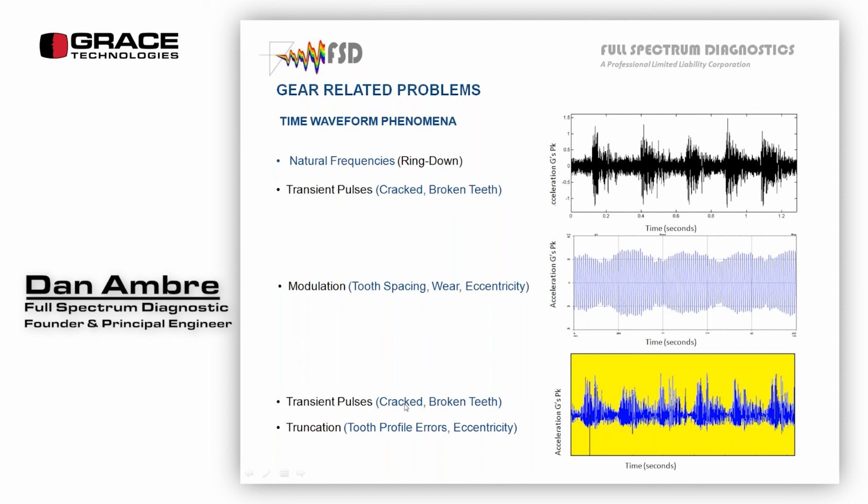So you get cracked or broken teeth, you'll get transient pulses. If you look closely, you can see truncation of the peaks. If I zoomed in on this, all kinds of different looks at it, but basically you can see right away, it's not smooth like this one, it's pulsing. And if you put your cursor on it, it's turning speed of something, input shaft, output shaft, intermediate shaft, and you should be able to identify that.